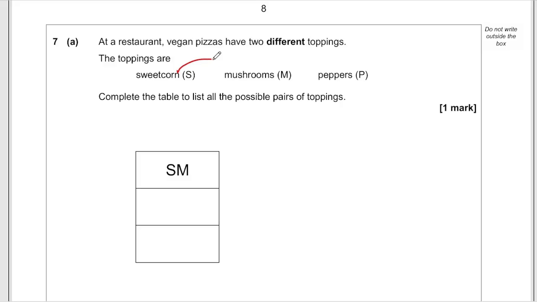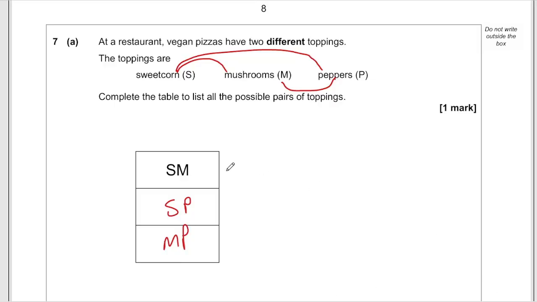Well, I can have sweet corn and mushrooms, I can have sweet corn and peppers, or I can have mushrooms and peppers. They're the 3 possible answers I can have. So sweet corn and mushroom is done for me. Sweet corn and peppers is the next one, and mushroom and pepper is the final one.